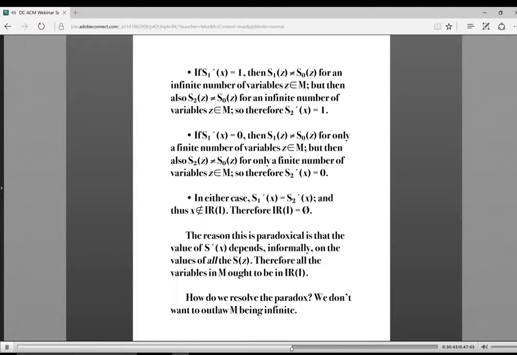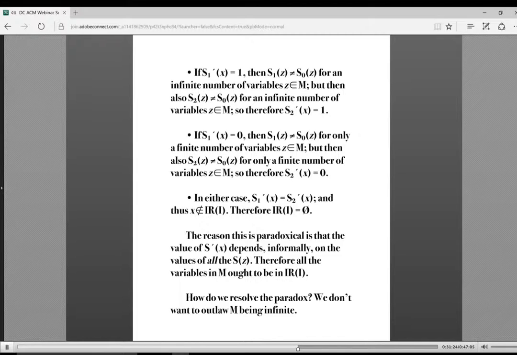If S1 prime of X equals 0, then S1 of Z is unequal to S sub 0 of Z for only a finite number of variables Z in M. But then also S2 of Z is unequal to S sub 0 of Z for only a finite number of variables Z in M. So therefore S2 prime of X equals 0. In either case, S1 prime of X equals S2 prime of X, and thus X is not in the input region of I. And because that's true for any X, we get that the input region of I is the null set.